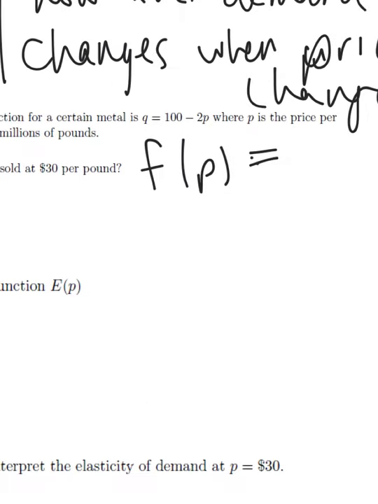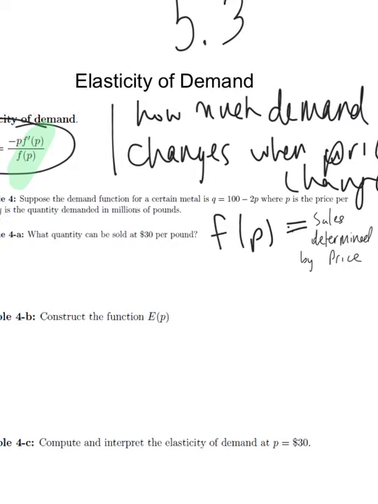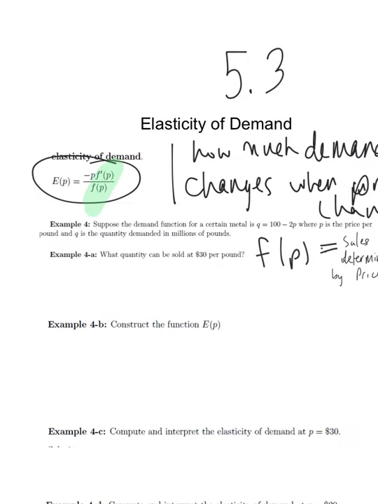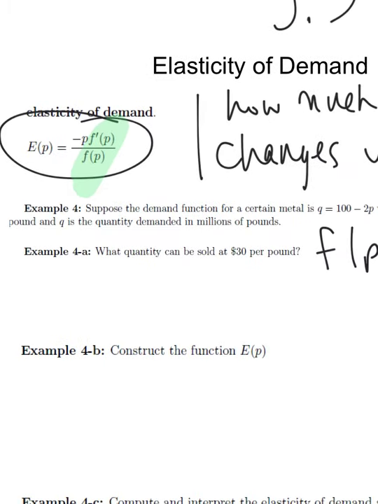So it's sales determined by price. And so what we're going to do is find the elasticity of demand. We're going to go through a couple problems to find it. It's not too much. But this first question, what quantity can be sold at $30 per pound? This is just saying, what is our demand in response to $30 per pound?